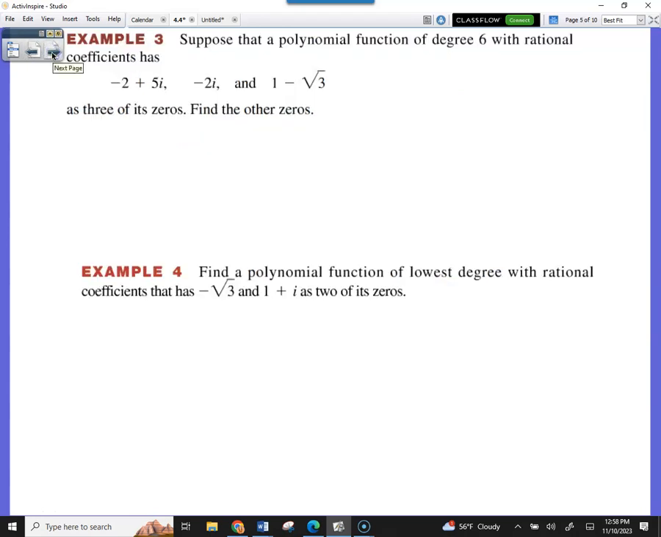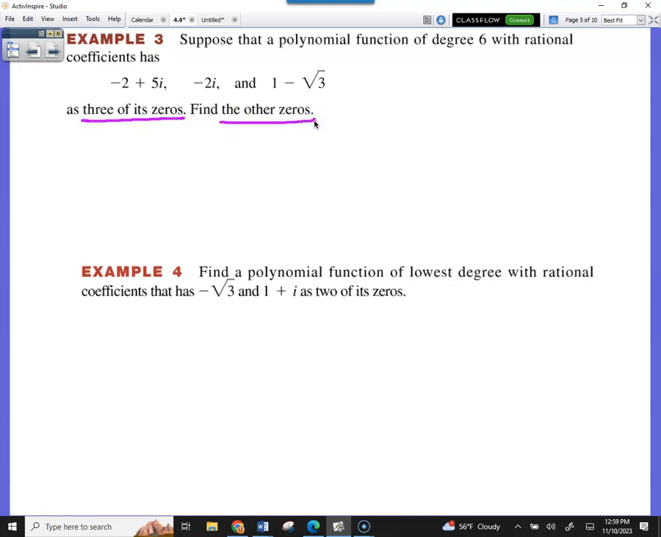Look at this example. Suppose that a polynomial of degree 6 with rational coefficients has these as zeros. It says -2 plus 5i, -2i, and 1 minus square root 3 are 3 of its zeros.